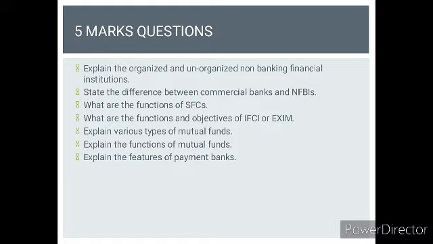Next we have 5 marks, that is, explain the organized and unorganized non-banking financial institutions. So we have organized and unorganized. Under organized we had discussed things like RBI, SEBI, IDBI. When it comes to unorganized, we have identified so many types. Then, state the difference between commercial banks and NBFIs. First difference itself: commercial banks have the activity of accepting deposits and lending, but non-banking financial institutions do not perform accepting deposits and lending loans. There is one example which I gave.